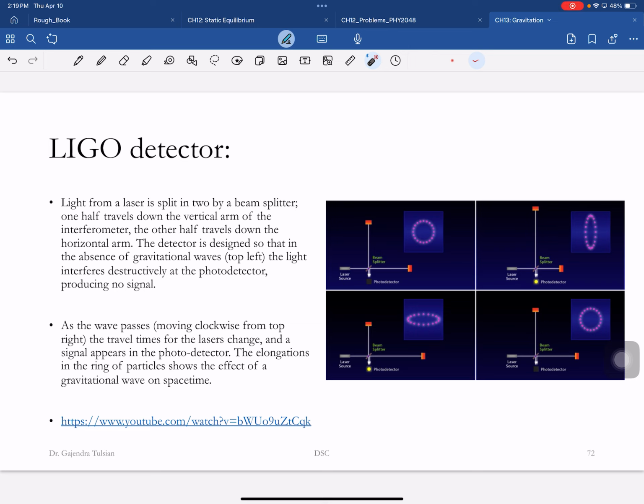Do you know how much it changes? A radius of 1 meter will become 1 meter plus 10 to the minus 21 meters for the event we detected. The size of a nucleus is 10 to the minus 15 meters. The size of a proton is roughly 10 to the minus 18 meters. You're going to detect this change.